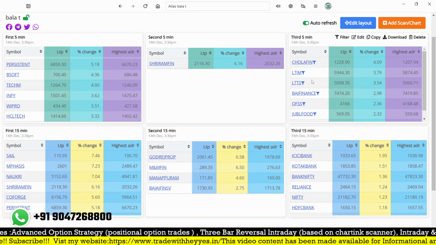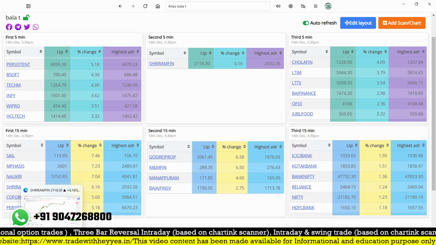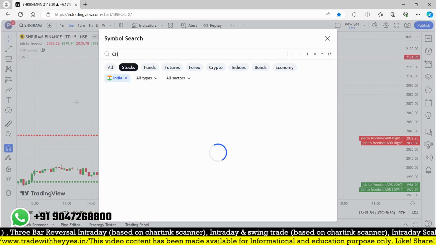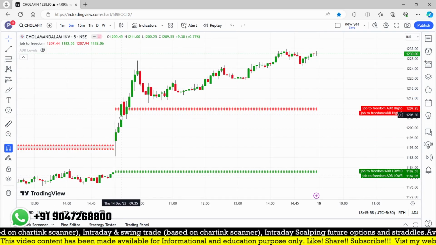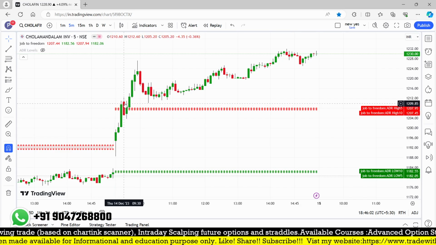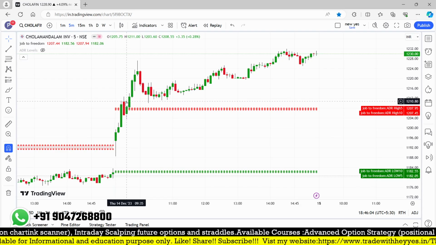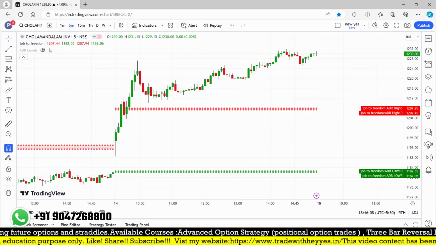Chola Finance and LTIM entry, these are all things which happened on the third 5-minute candle. In the first 5 minutes, it never happened. It only happens on the third candle, where you can see the first and second candles did not trigger. Here is a buy entry at 1210, and it went up to 1226, almost 16 points in a quick session.